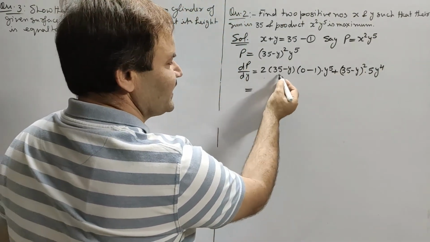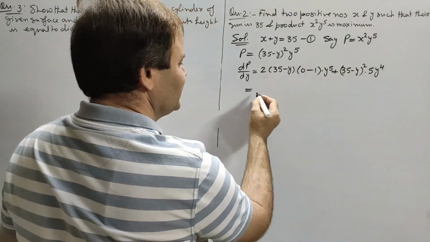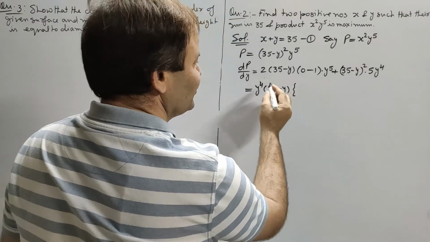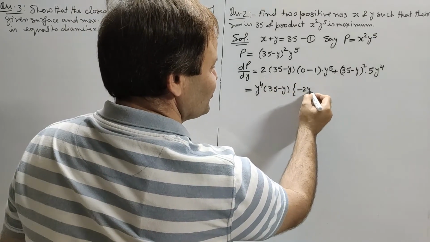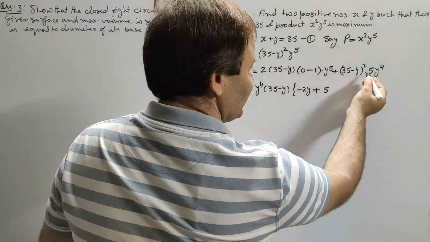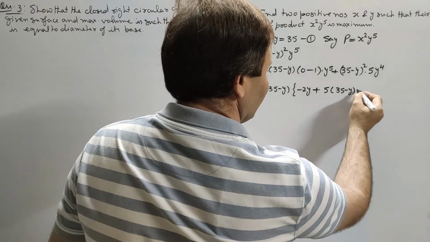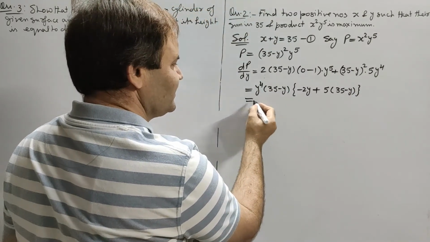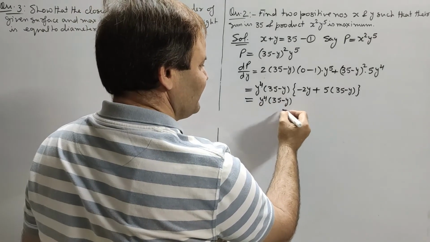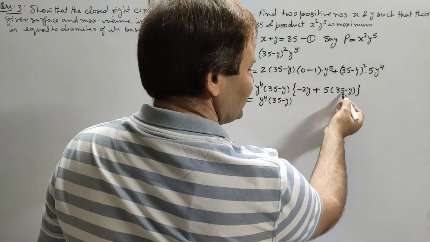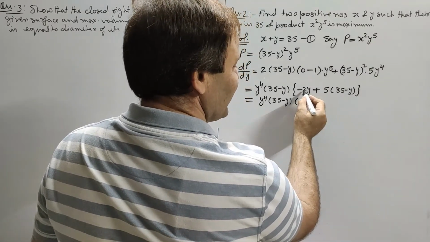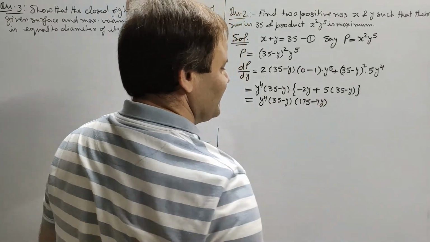Now taking (35 minus y) and y to the power 4 as common, we will get y to the power 4 (35 minus y) into, here we will get minus 2y, plus here we will be left 5 and (35 minus y), and this will give us dP by dy equal to y to the power 4 into (35 minus y) and into 5 into 35 will be 175 minus 5y minus 2y, that is minus 7y.